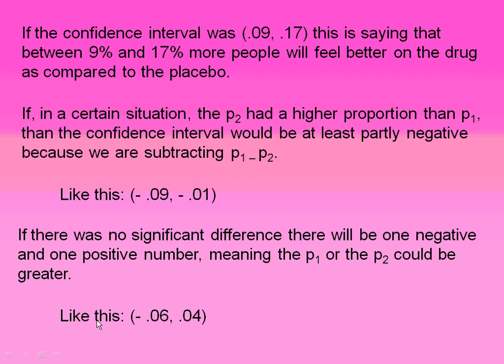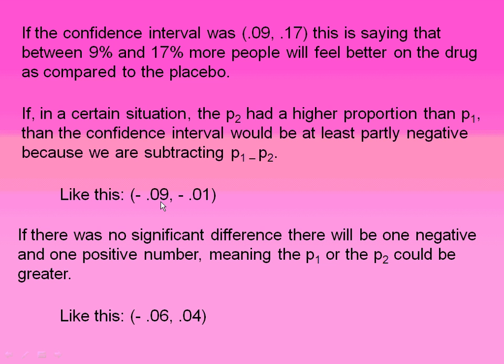Confidence interval is more what I'm going to talk about here, though. Let's say the confidence interval was between 9% to 17%. This is saying that between 9% and 17% more people will feel better on the drug compared to the placebo. So again, this is dealing with the difference, how many more proportion of people in the population would feel better with the drug, anywhere from 9 to 17% more than the placebo. If in a certain situation the P hat 2 was higher, you're going to get a negative interval, and that's fine.